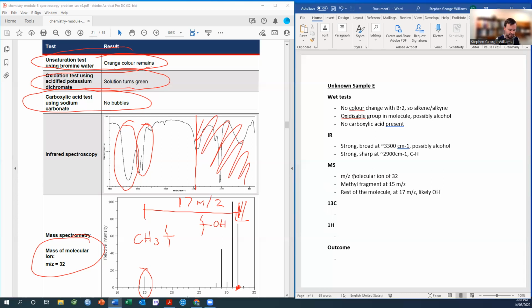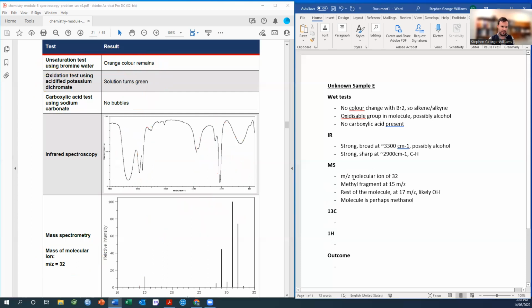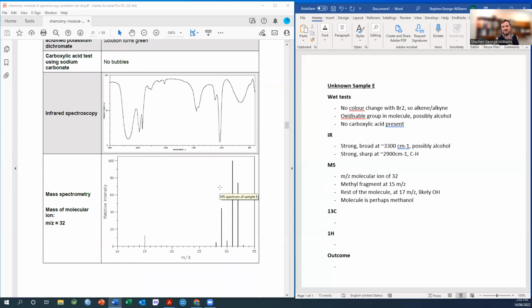I would even say at this point that the molecule is perhaps methanol, which is just that methyl group with an OH. I haven't confirmed that yet, but I'm pretty suspicious that this one's pretty simple and that I'm just looking at methanol as my molecule. Let's go on and see if I can confirm that with the rest of my data.